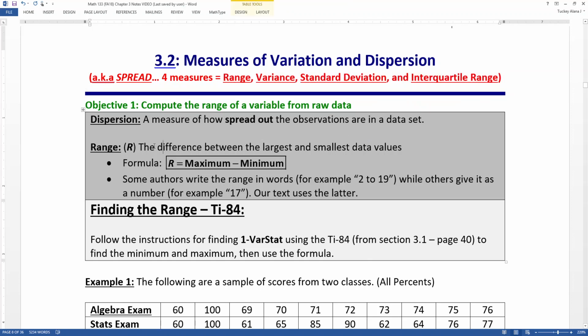The range is the difference between the largest and the smallest values. Now, difference in mathematics means we're going to subtract, and that's exactly what the formula is. The range is the maximum minus the minimum. Now there are some books that'll write that in words, but in our course, we tend to just view it as a number. This number measures the spread. So some books will say, from 2 to 19, whereas our book says 17, because 19 take away 2 is 17. So we're going to tend for the latter.